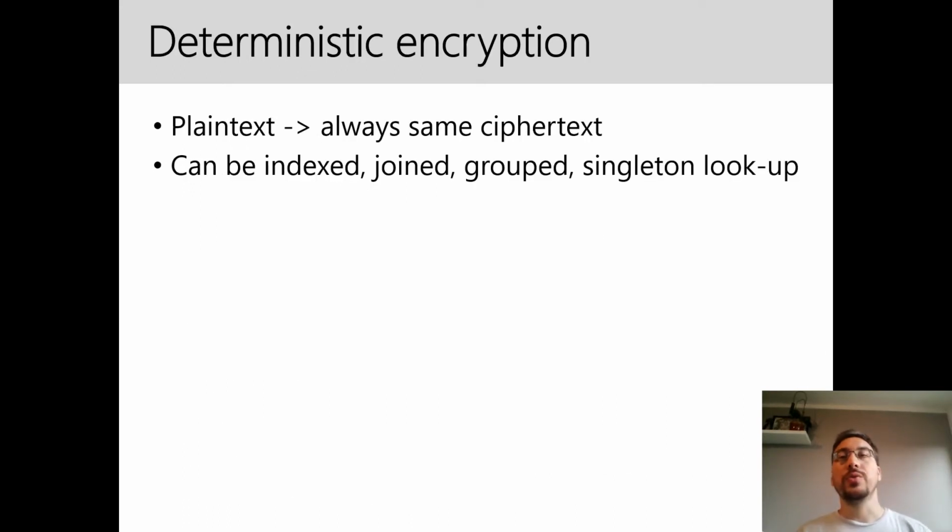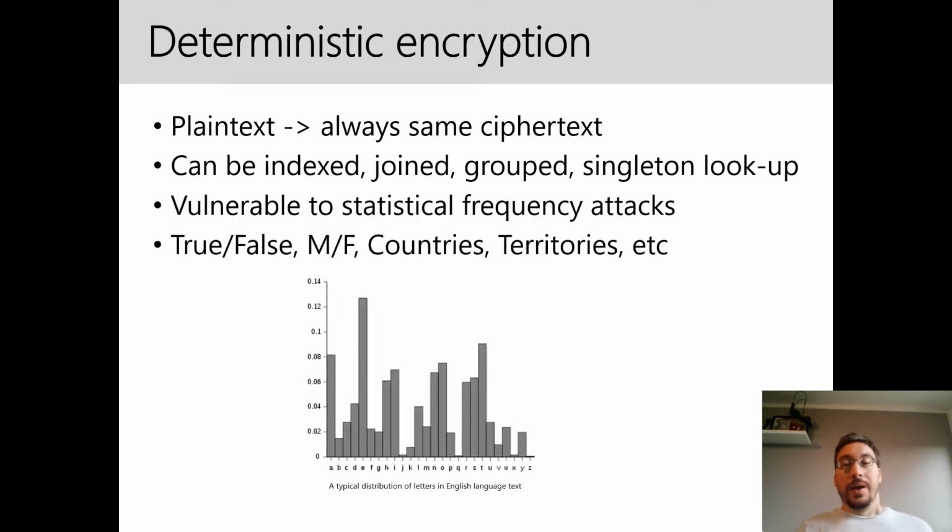Now we have two types of encryption, deterministic and randomized. Now, deterministic encryption, basically if you take a plain text, you always get the same ciphertext. That's why it's called deterministic. Now, the benefits of this are they can be indexed, they can be joined, they can be grouped, and they can be singleton looked up. Meaning, they are also vulnerable to statistical frequency attacks.